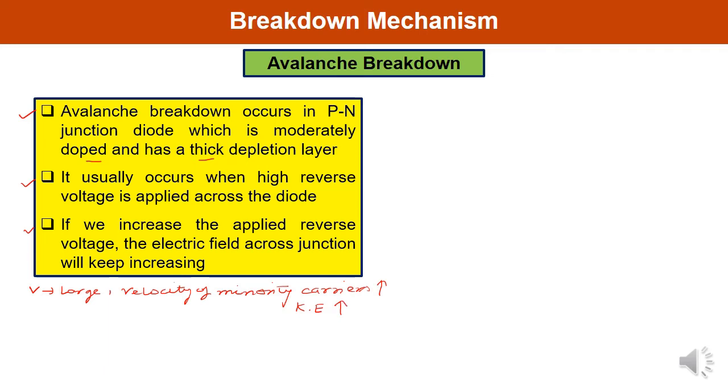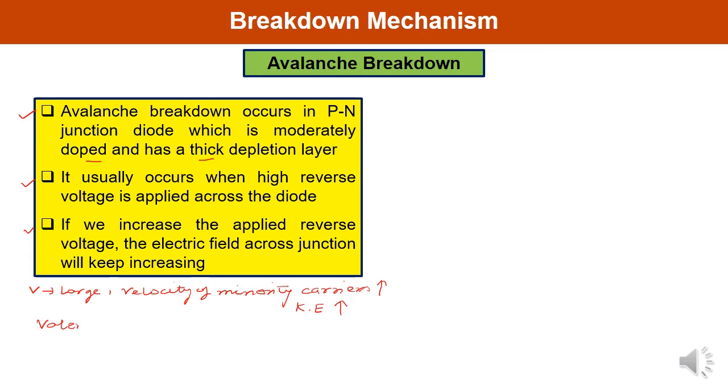So while traveling, these minority carriers will collide with what? These minority carriers will collide with stationary atoms, and they impart some of the kinetic energy to the valence electrons which are present in the covalent bonds, right? And because of this additionally acquired energy, these valence electrons will break the covalent bond.